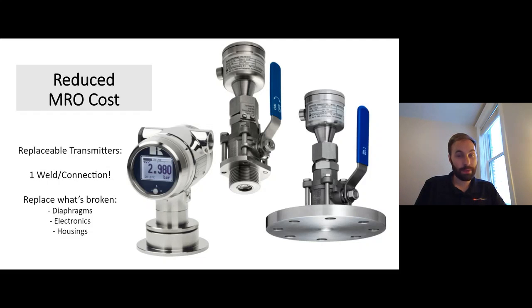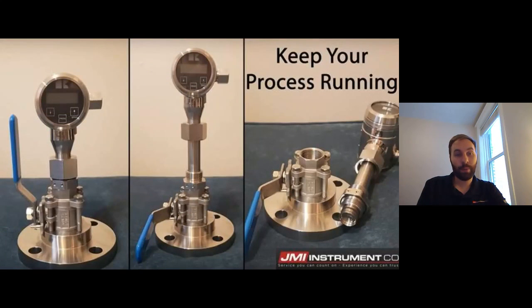So our transmitters are replaceable, but the connections can stay in your process. If you take a look at these images, the one on the far left, that's a weldable tank spud, and then you've got an NPT connection, and then also a flange connection. How much does a flange pressure transmitter cost, as opposed to just a normal pressure transmitter with a different type of connection? And what if you didn't have to buy another flange when the transmitter went bad, when the diaphragm needed replacing? Here's an example of how we can leave the process connection in the process.